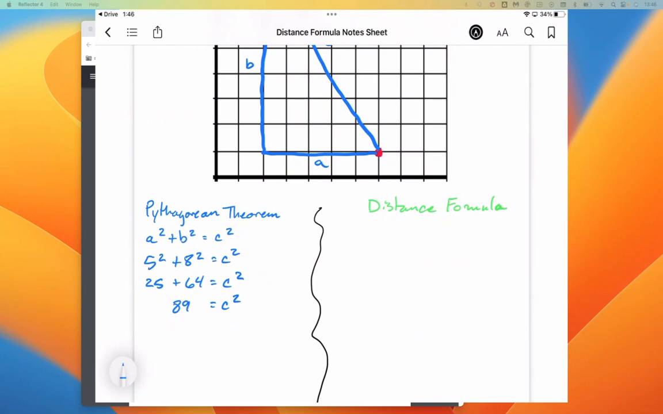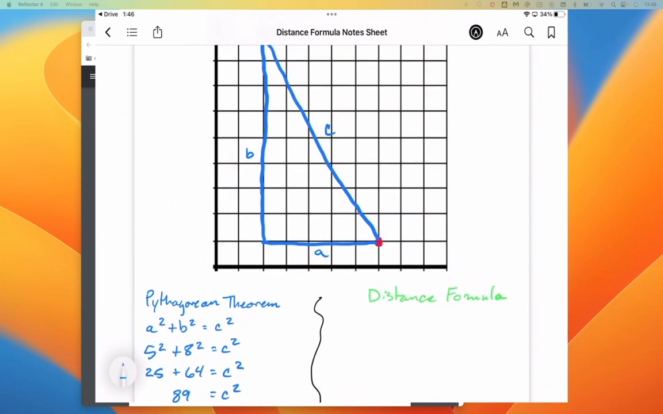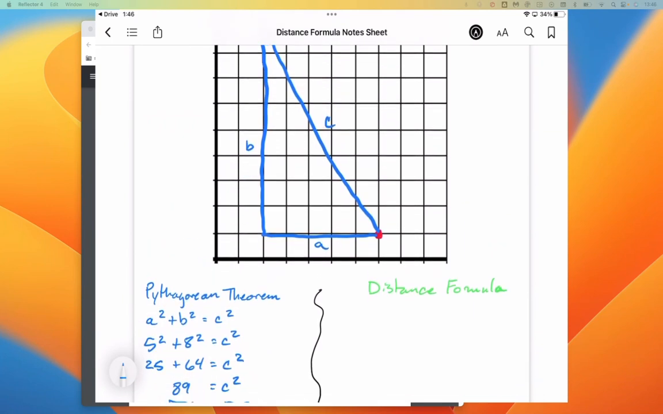Then we need to take the square root of both sides because square rooting is the inverse operation of squaring. And getting my calculator here, we have the square root of 89 is 9.43. And that's one way we could find the distance between those 2 points.